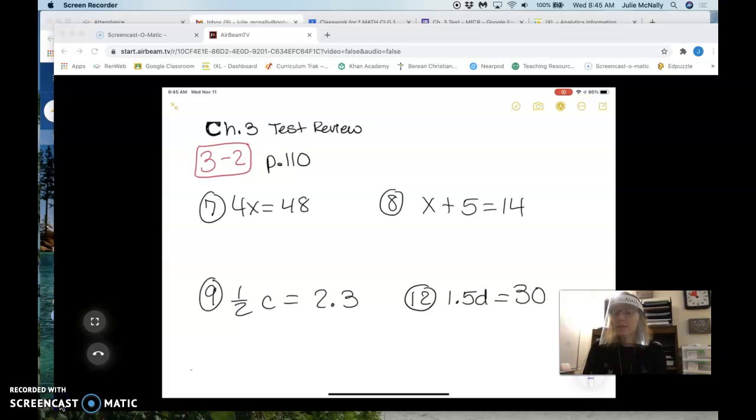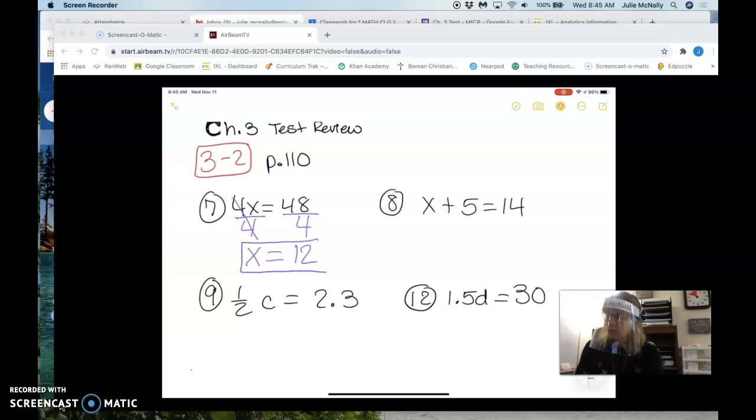So what is happening to the x in this equation? Like the number and the x, what's the operation that's happening with 4x? Yeah, so multiplication is happening, so we do the opposite, which is divide by whatever's next to the x. And whatever you do to one side, you have to do to the other. So 48 divided by 4, 12. And that's it.